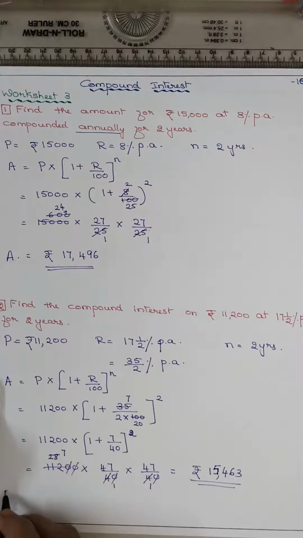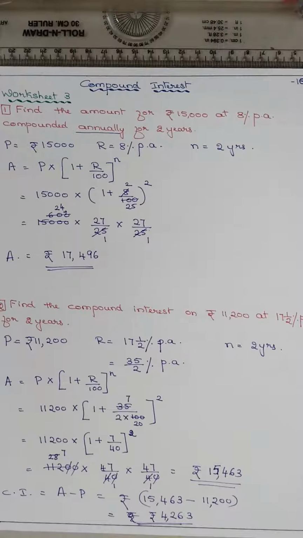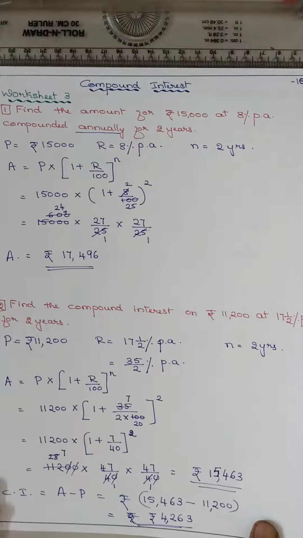15,463. Now CI is equal to A minus P. 15,463 minus 11,200. So the answer is 4,263. That is the CI. Hope you are confident with the first and second question, isn't it?